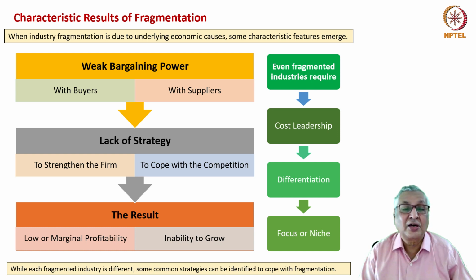When weak bargaining power and lack of strategy dominate and constrain a functionally operating company, the result would be low or marginal profitability and a complete lack of ability to grow. But even fragmented industries require strategy. They require one of the three strategies of cost leadership, differentiation, and focus or niche. Why? The only way to differentiate yourself in a fragmented industry is to be seen to be superior in terms of your cost, or you can be seen to be superior in terms of your differentiation.